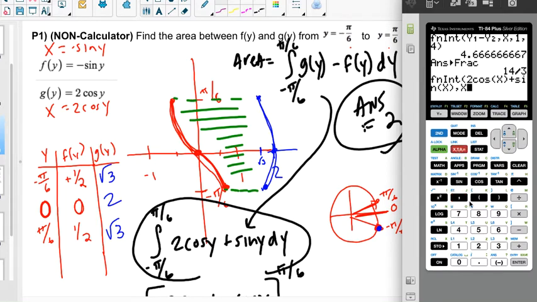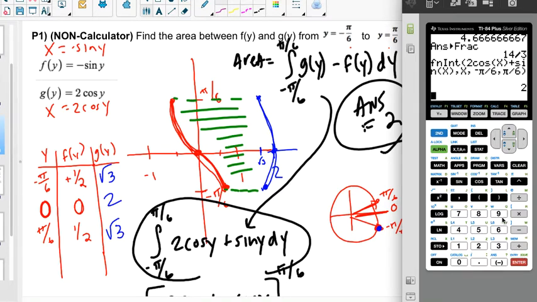So with respect to x, from negative pi over 6 to pi over 6. And then you should double and triple check that it's right, because again, so many times we just type something wrong. So function integrate, 2 cosine of x, but x is standing in for y, plus sine of x with respect to x, but again, all those x's are actually y's, from negative pi over 6 to pi over 6, and I hit enter, and there it is, it's a 2.